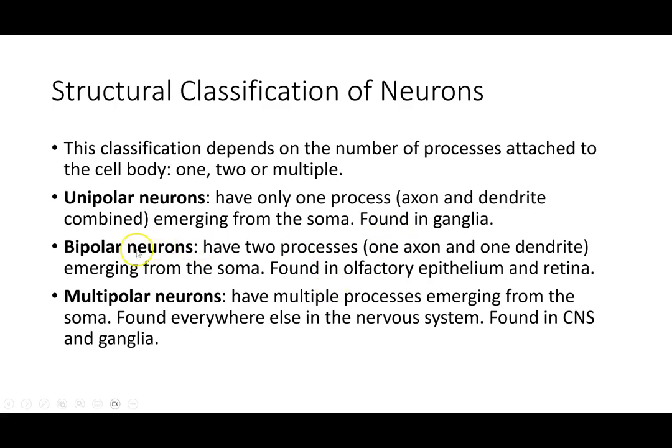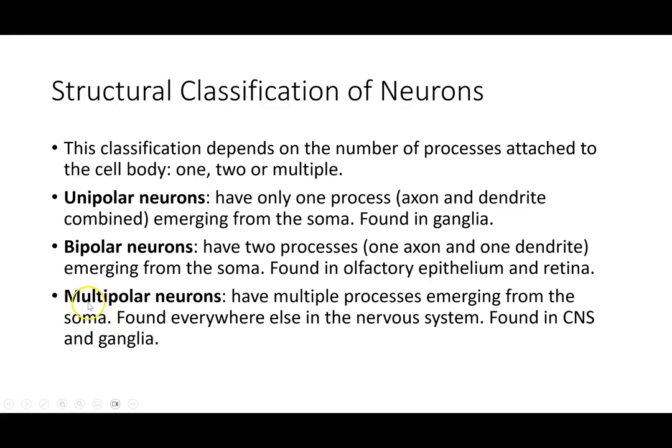And then we have bipolar neurons. These are going to have two processes, one axon and one dendrite, emerging from the soma. These are found very commonly in the olfactory epithelium, so this is going to be important for our sense of smell, and then also in the retina, so sensing for vision. So we'll learn the retina later this week in lab when we cover the eye.